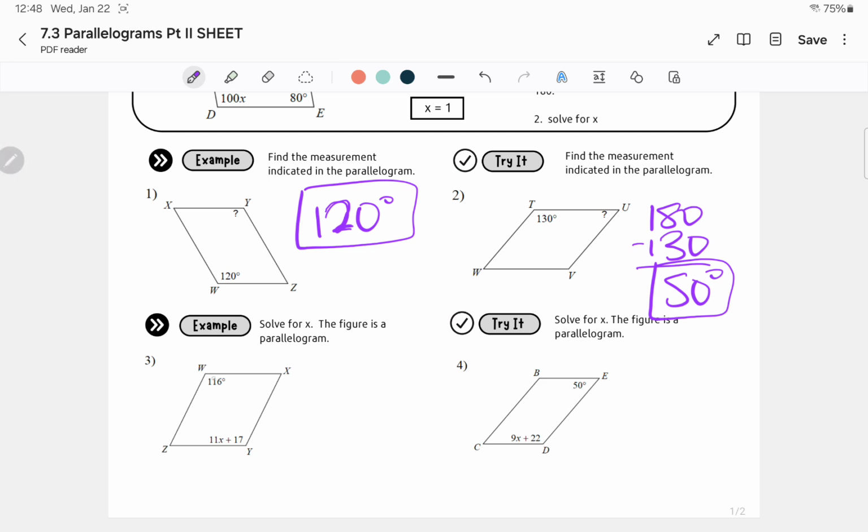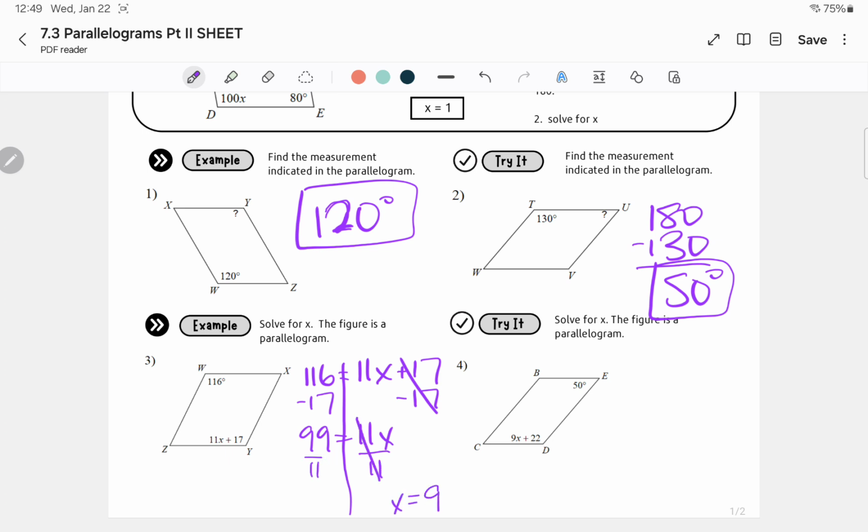So for number 3, these are across from each other, so they are equal. So 116 is equal to 11x plus 17. We can solve for x by subtracting 17 from both sides. That gives us 99 on the left and 11x on the right. And we can divide both sides by 11 to get x is equal to 9. Okay, so again, 3, they are across from each other. That's why we set them equal to each other.